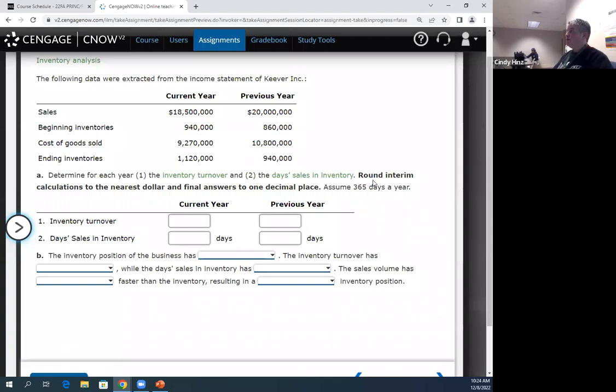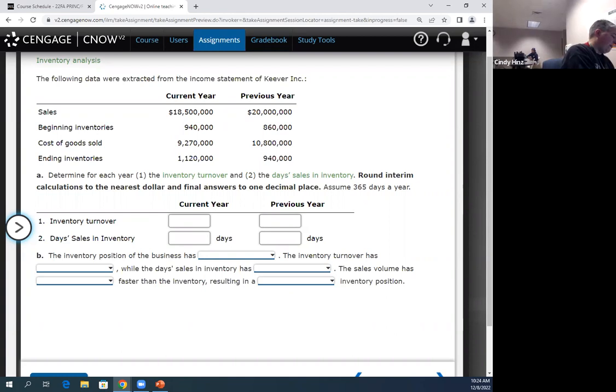The following data were extracted from the income statement of Keever Incorporated. We can see their sales, which of course comes from their income statement, beginning inventories, cost of goods sold, and ending inventories. For each year, we are asked to find first the inventory turnover and then the days sales in inventory, and round interim calculations to the nearest dollar, final answers to 1 decimal place. So inventory turnover is expressed as a number of times.